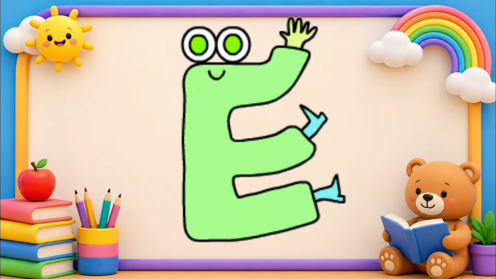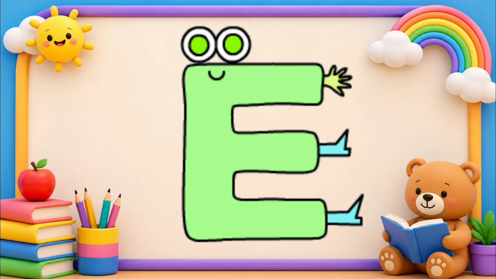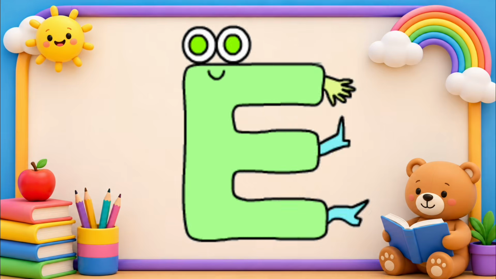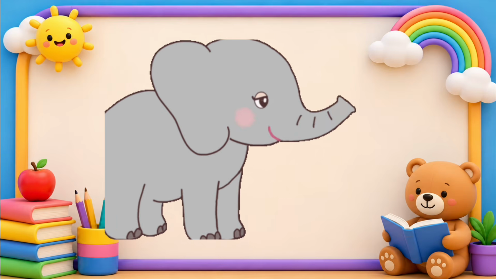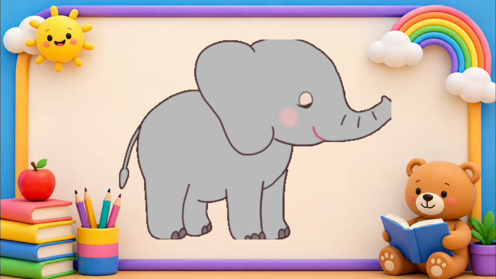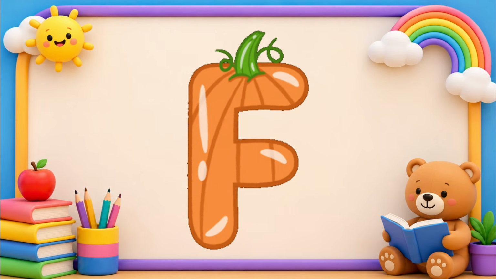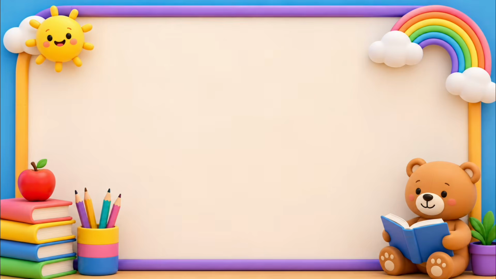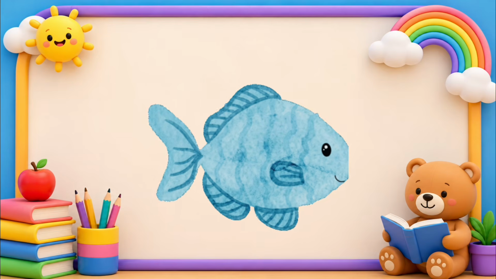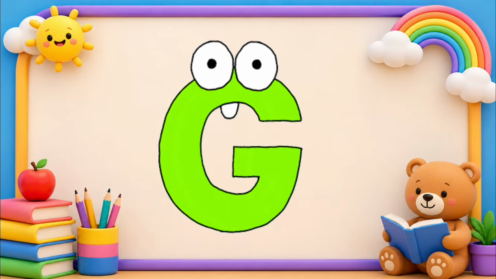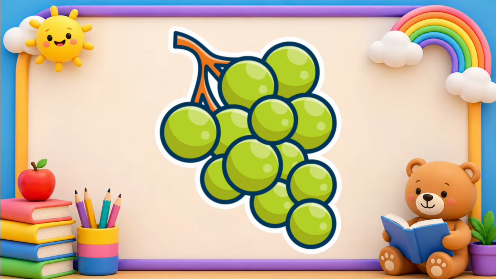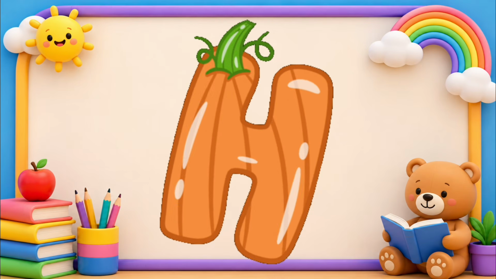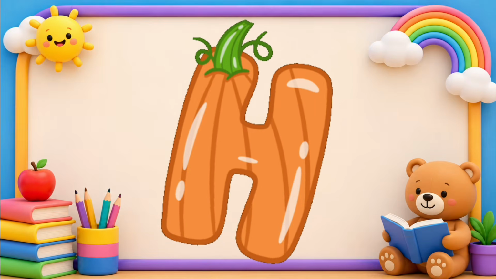E is a vowel, so it has two sounds. Long sound is E. Eagle. Short sound is E. Elephant. Next is F. Fish. Next is G. G. Grapes. H. H. House.